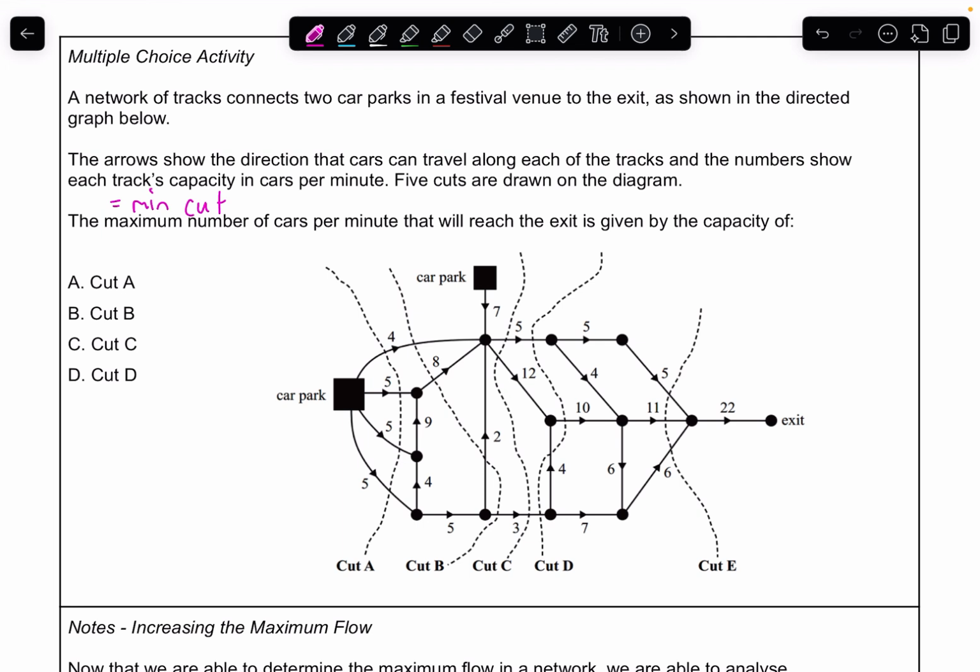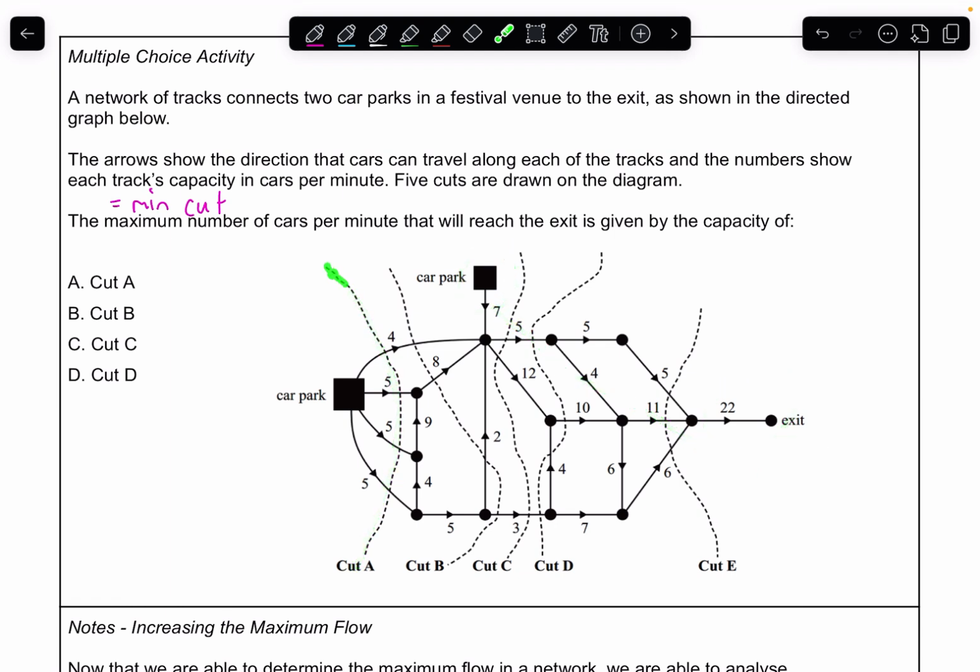Now there's something different about this question because here's my exit, which is my sink, but I have 2 sources this time. Now remember, to get a minimum cut, we have to cut the source from the sink. So if I look at this cut here, this source is still on the same side as the sink.